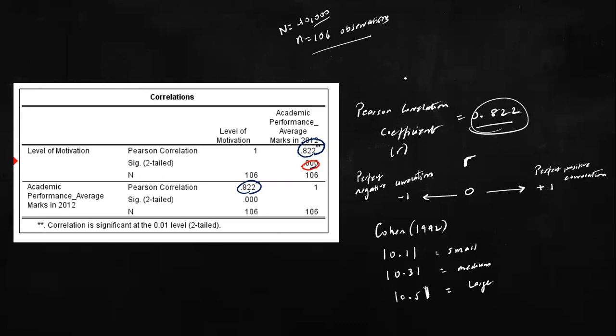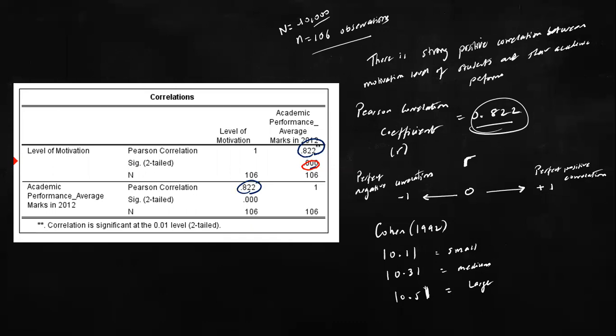We can say that there is a strong, a large, strong, or even very strong positive correlation between the two variables, that is motivation level of students and their academic performance.